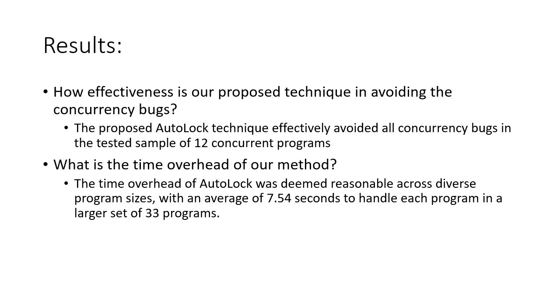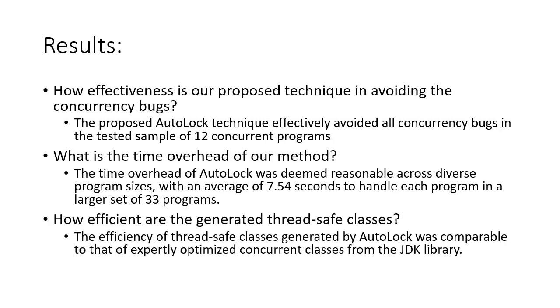The second question is, what is the time overhead of our method? The time overhead of AutoLock was deemed reasonable across diverse program sizes, with an average of 7.54 seconds to handle each program in a larger set of 33 programs. Even for the most substantial program, the total processing time remained under 4 minutes, suggesting that AutoLock could be applied to larger, real-world programs. Finally, the last research question answered is, how efficient are the generated thread-safe classes?